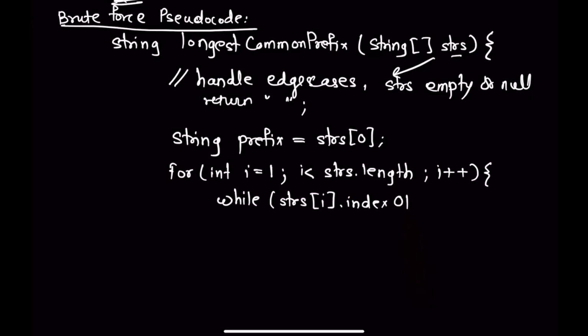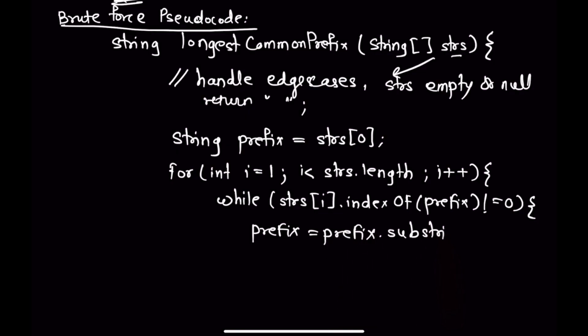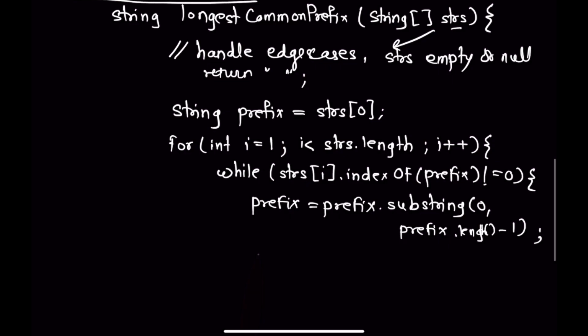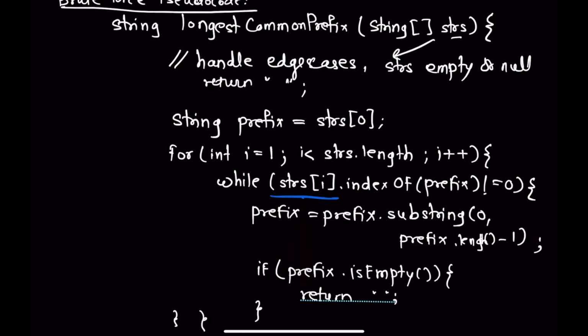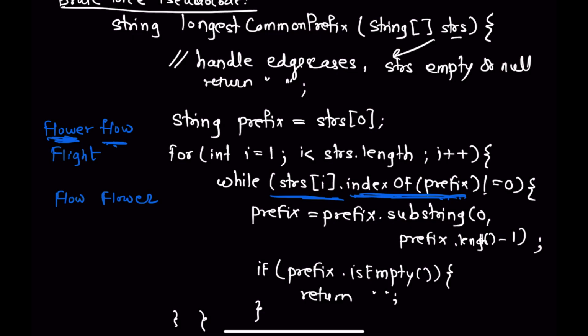We will check if that prefix matches with the string or not. If the prefix does not match, then we are going to reduce it by one character using the substring method. What if my prefix becomes empty while reducing the character by one? In this case, we need to return an empty string. And in the end, we'll just return the prefix. This is the main logic where we are checking if that word includes its prefix or not. So if we're checking flow in flower, it will return the index as 0 here. As long as we are not getting our prefix, I am just reducing the prefix string by one character.